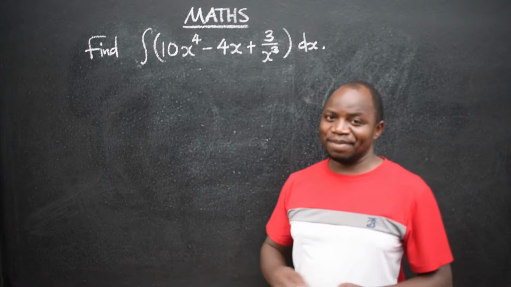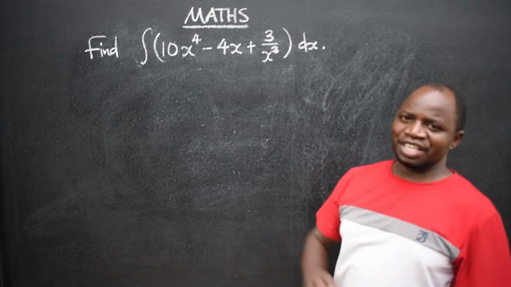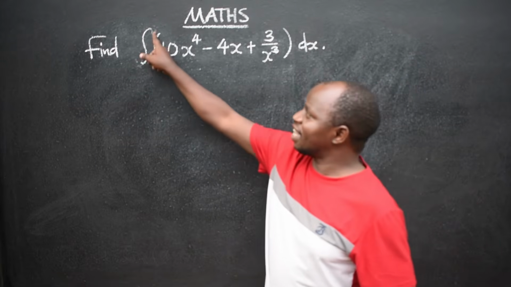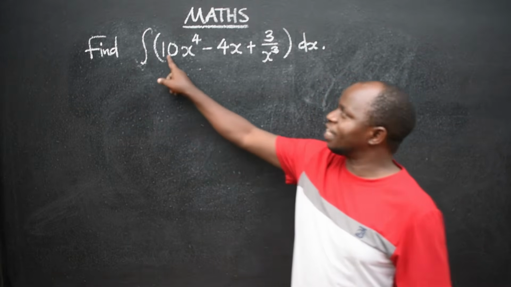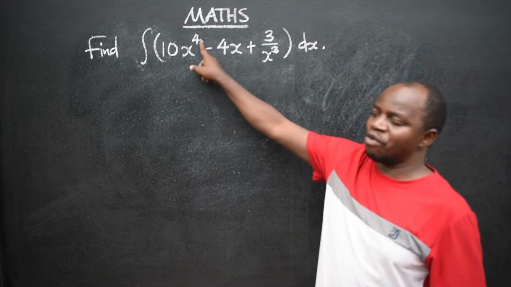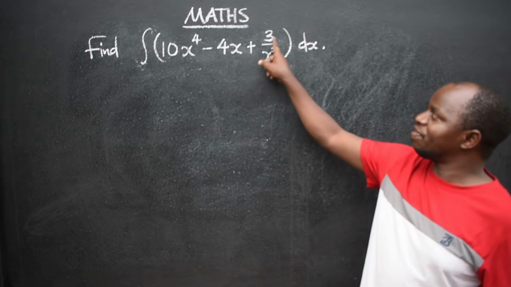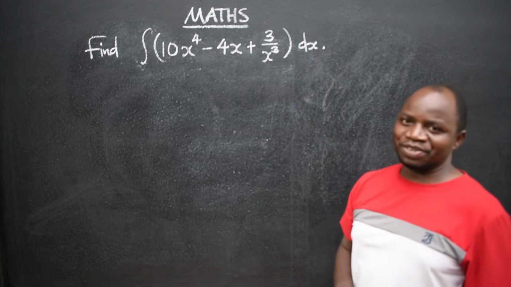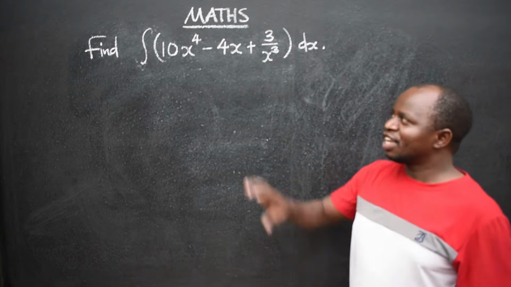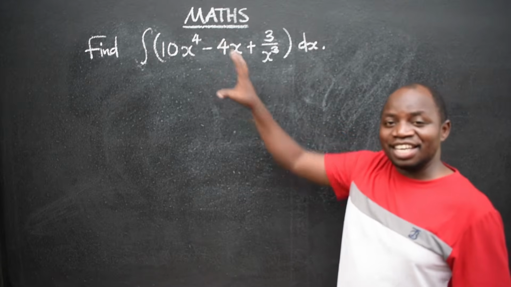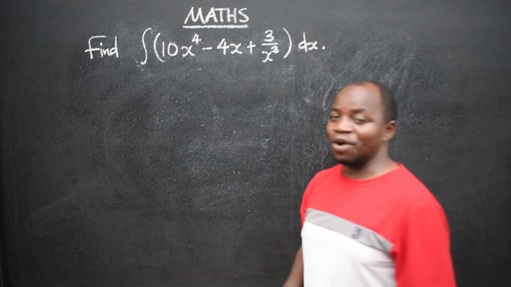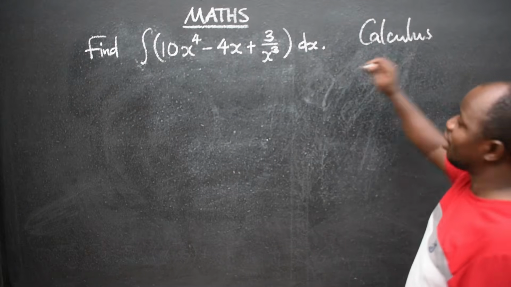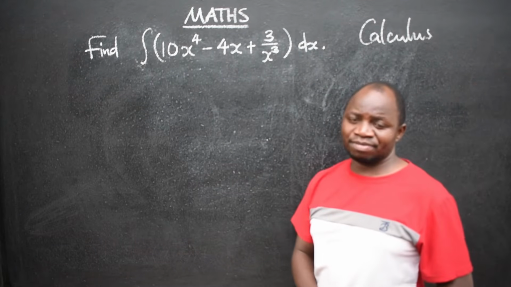This is mathematics, and the question you are seeing here is from 2021 GCE. Find the integral of 10x to the power 4 minus 4x plus 3 over x to the power 3 with respect to x. The question is from a topic called calculus. So this is calculus.